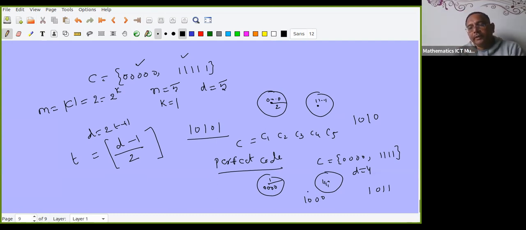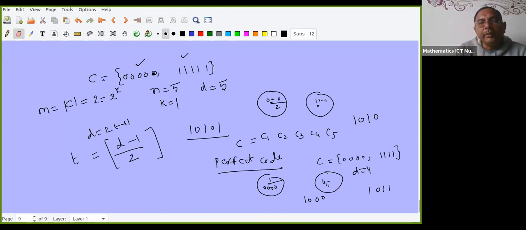They are nowhere. Earlier also I discussed this example. I put it like this and I put a question mark here, a question mark here. You may look at that lecture notes, you will realize. So it is not covering all of them. So their union is not all the vectors. So it is not a perfect code, but this is a perfect code.